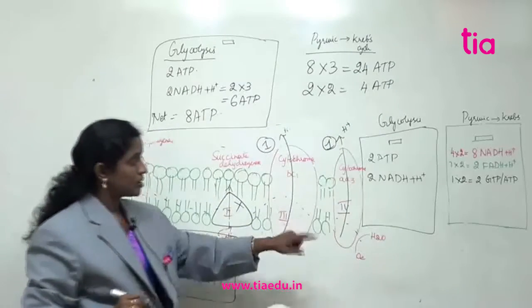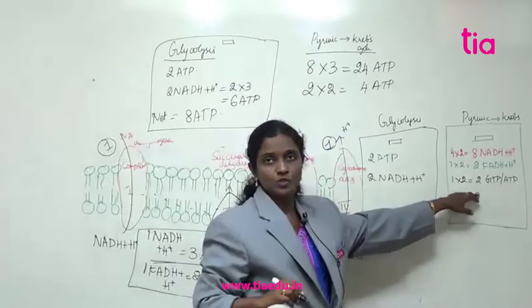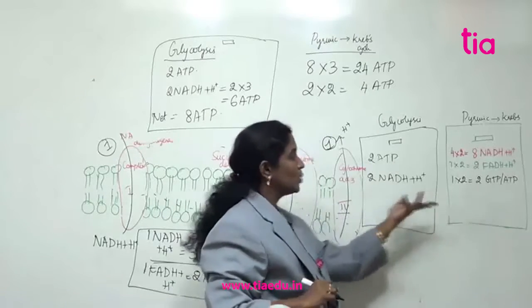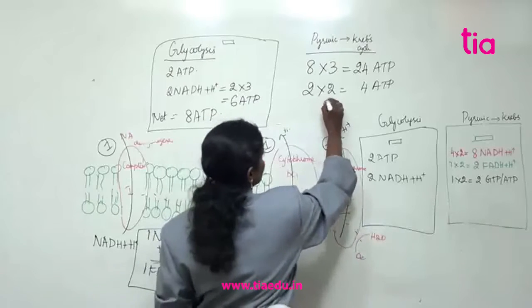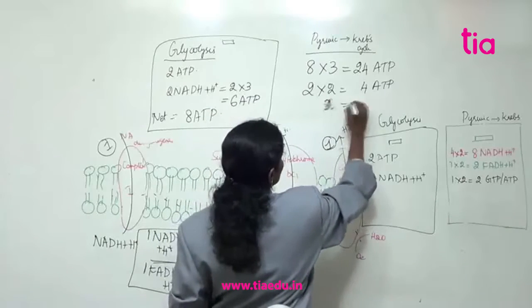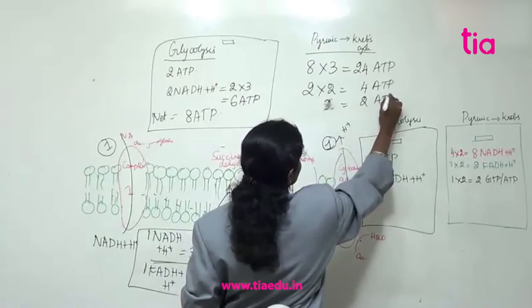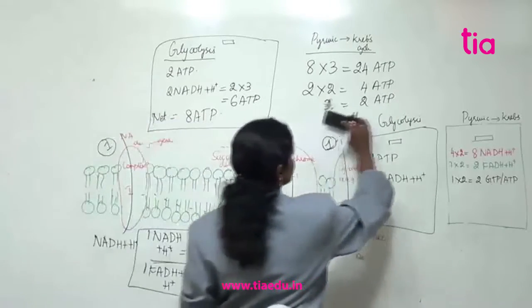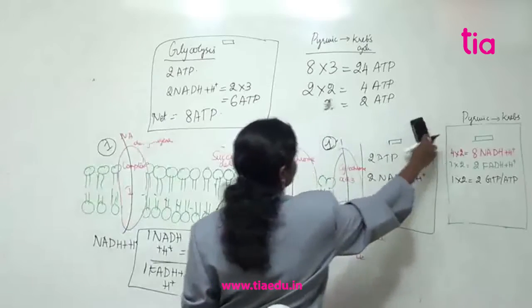Then there was already GTP produced. We can even take that into account as 2 ATP. So, 2 ATP, or GTP, was already there. So altogether, how much?